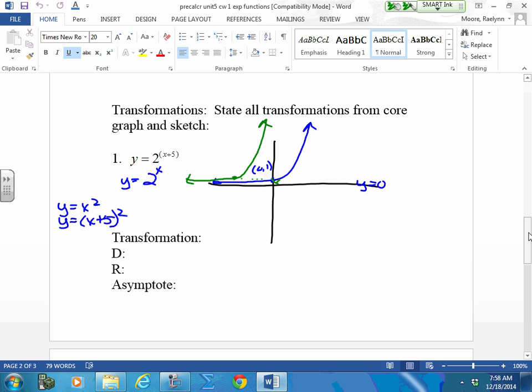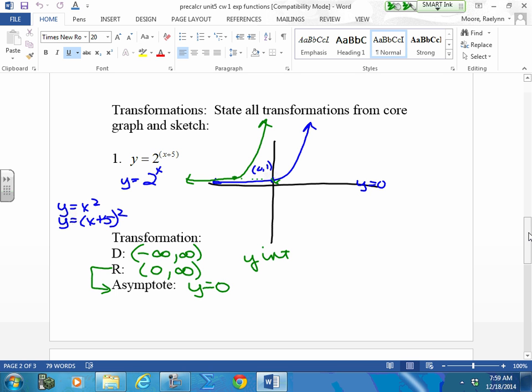Now, the domain, did I affect the domain even though I changed the x value? No, because the domain was all real numbers. It was a horizontal movement, so I should not affect the range. The range stays the same. Because I didn't affect the range, I didn't change the asymptote. The asymptote is still the same. But the one thing that's going to change is your y-intercept. Your y-intercept is no longer at (0, 1). It can't be. Isn't that the point we moved over?